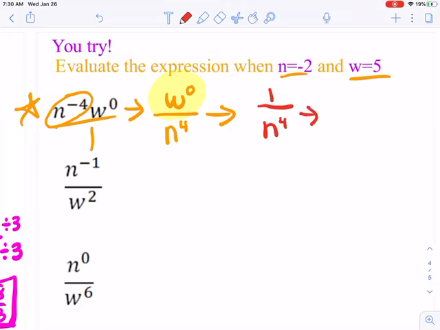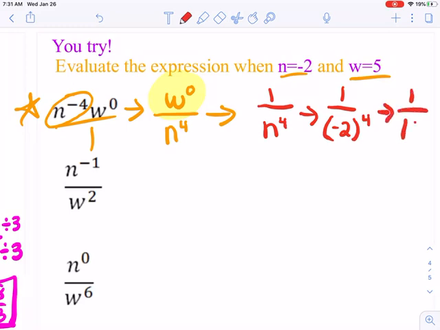So I go ahead and I plug in what n is, right? 1 over parentheses, whenever I plug something in to the 4th power. So I'm going to plug in a -2. So that's -2 times itself 4 times, which if you do that out, you should get 16.